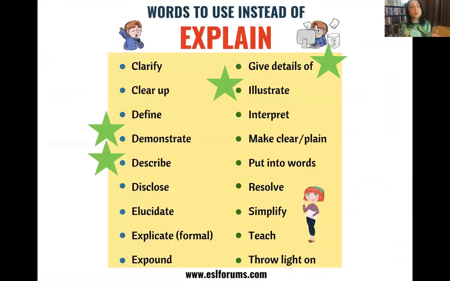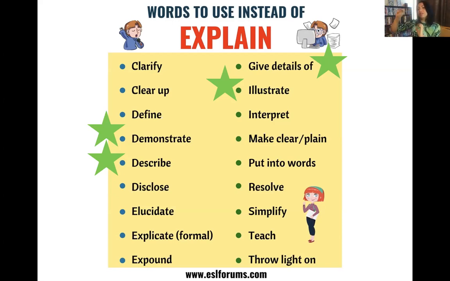Explain. These are words that we used in class a lot. Demonstrate, to show, to explain by doing. Describe, maybe to explain by words. Explain the game that you came up with. Explain your party.